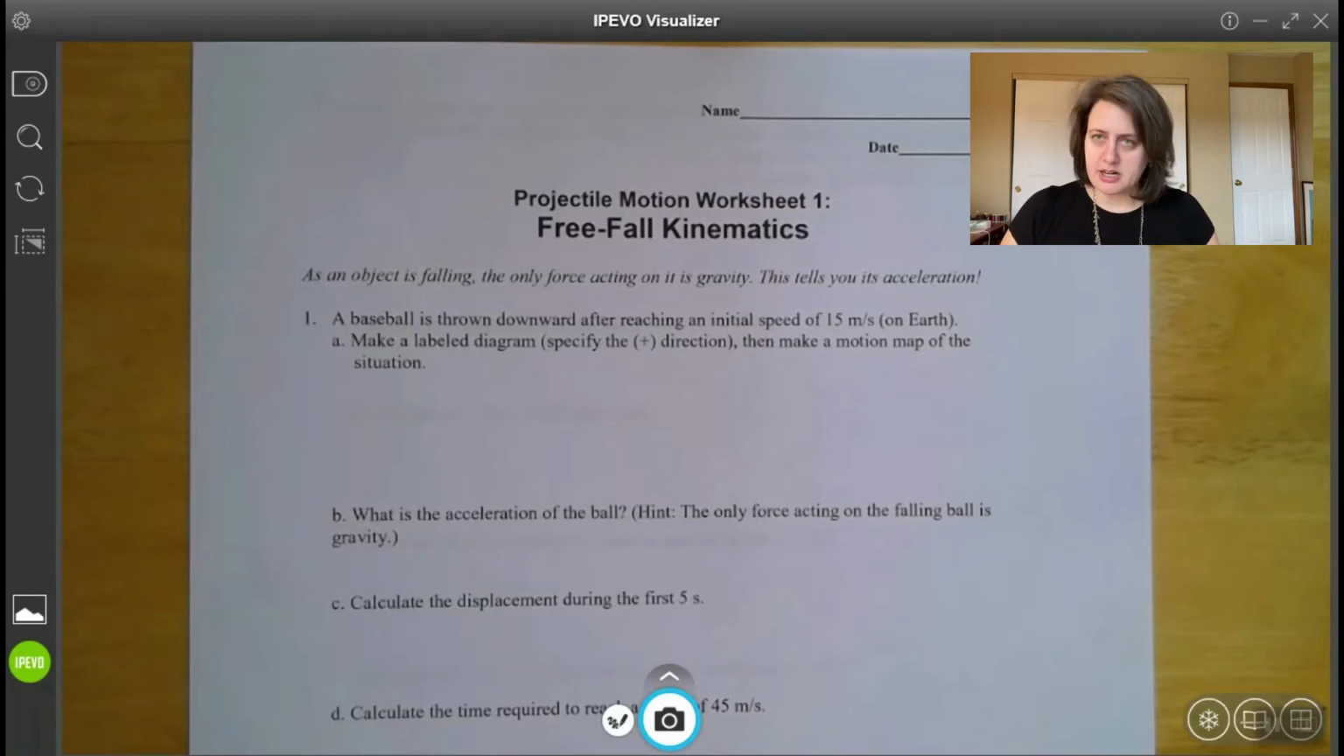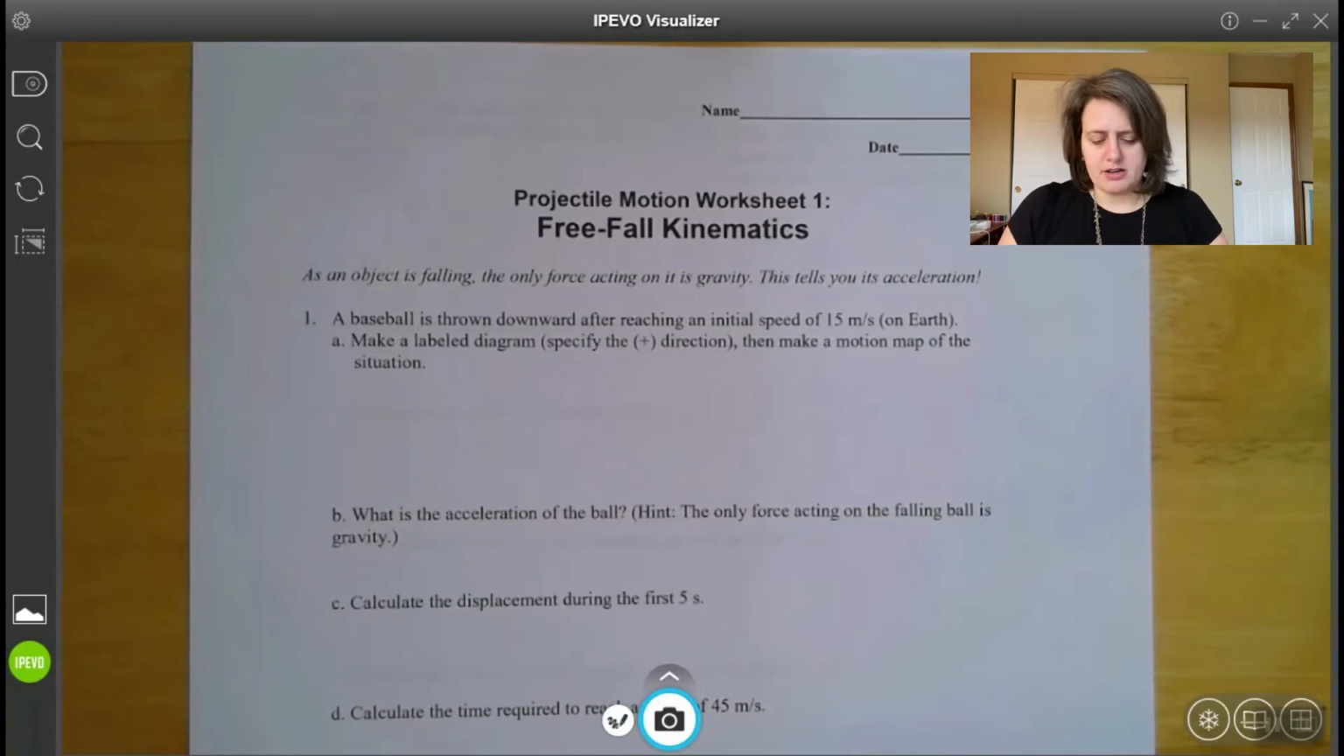So this is our unit number 6, which I call Projectiles, but is also called the 2D particle model. And this worksheet is, as you can see, free fall kinematics. So let's get started. A baseball is thrown downward with an initial speed of 15 meters per second on Earth. Make a labeled diagram, specify the positive direction, and then make a motion map of the situation.